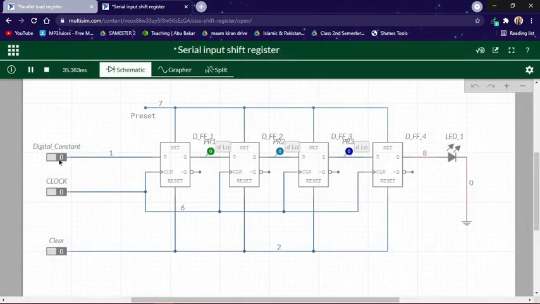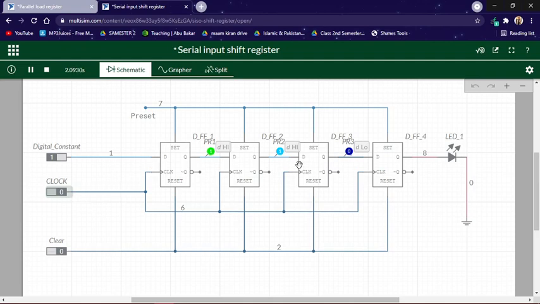Now our constant is 1. All constants become 1, so this input is 1. After one clock rotation, the first output becomes 1. The first output of the first D flip-flop is 1. Now this output goes to the second flip-flop. After another complete rotation of the clock, our second output is now 1. It becomes high, and the third is still low.